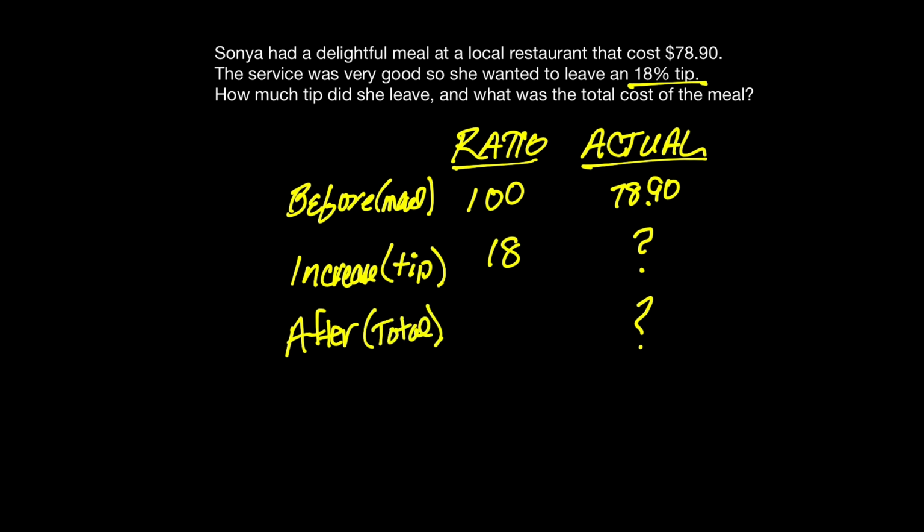When I add 100 and 18, I get 118. That's information I can figure out just from the problem. Now, if I want to figure out the amount of the tip, I can just cross multiply. So for the amount of the tip, let's do red. We'll say 100 is to 118 as 78.90 is to what number?